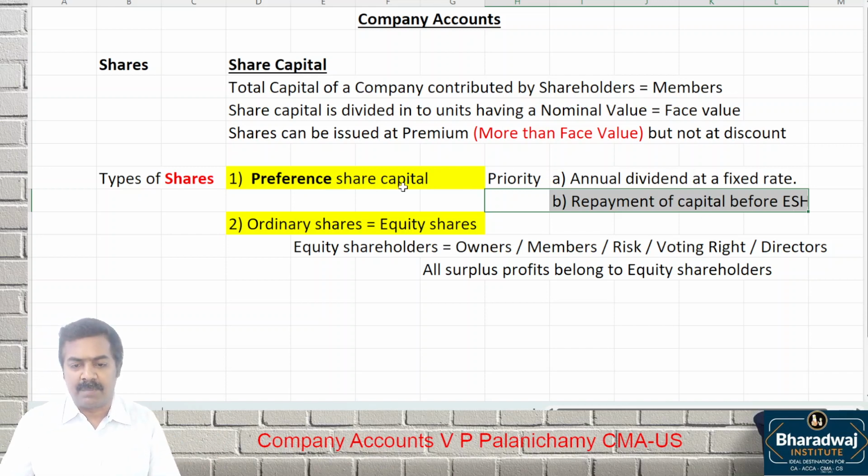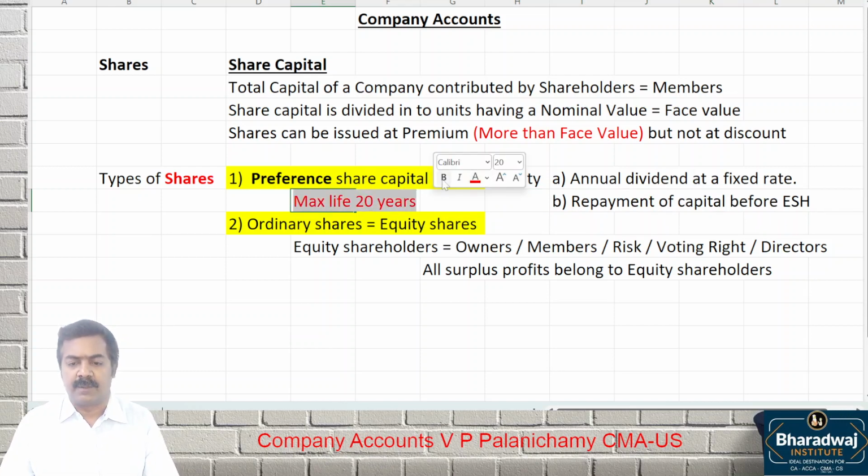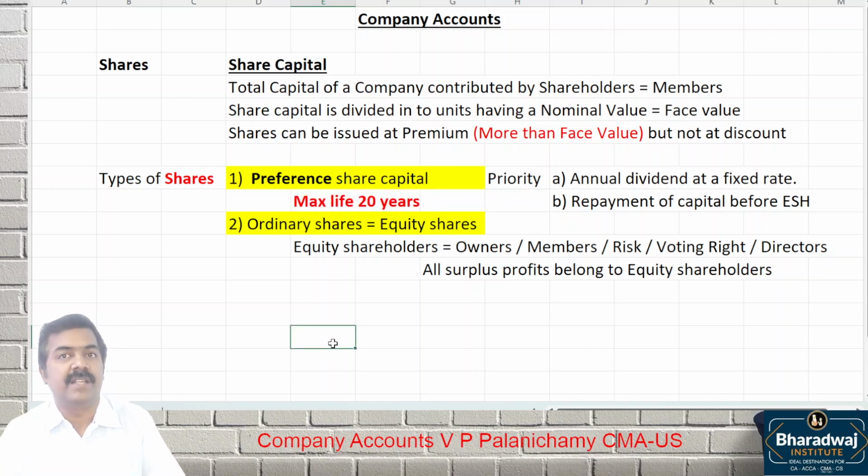Because the maximum life of a preference share is 20 years. Maximum life of a preference share is how many years? 20 years. Sir, can I issue preference shares for 30 years? No. Preference shares should be repaid within how many years? 20 years. So you will definitely get the money repaid. So they are called which shareholders? Preference shareholders.